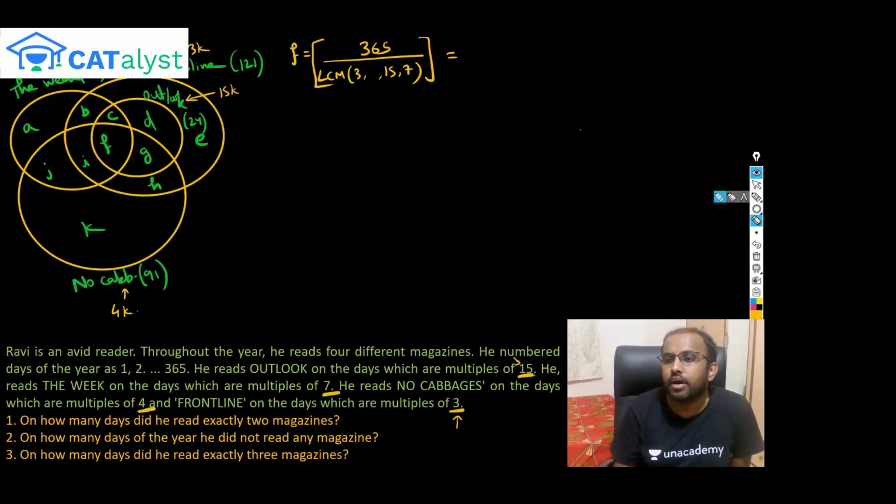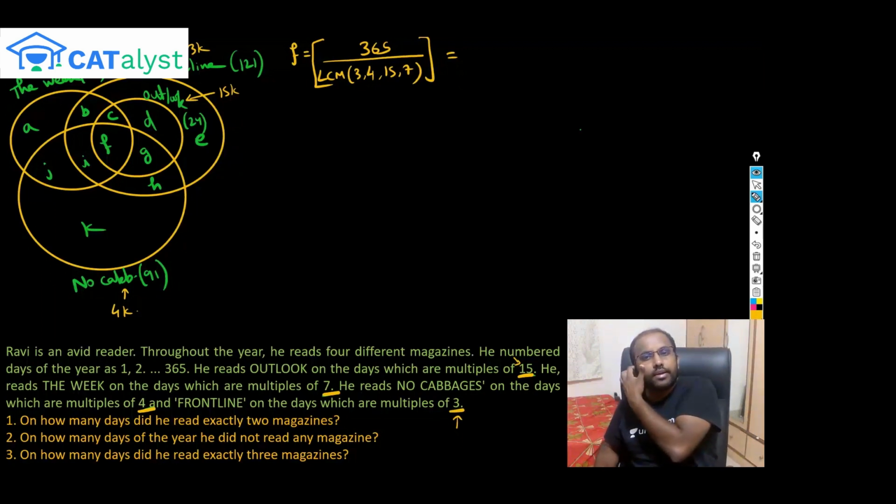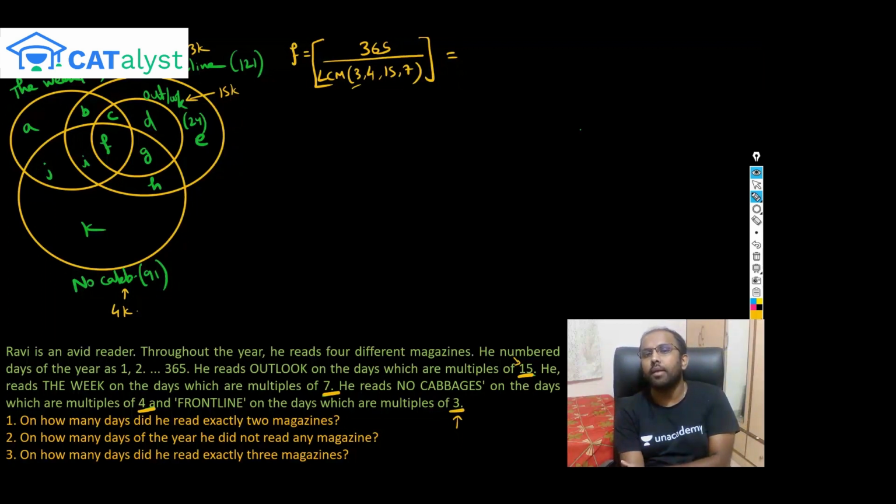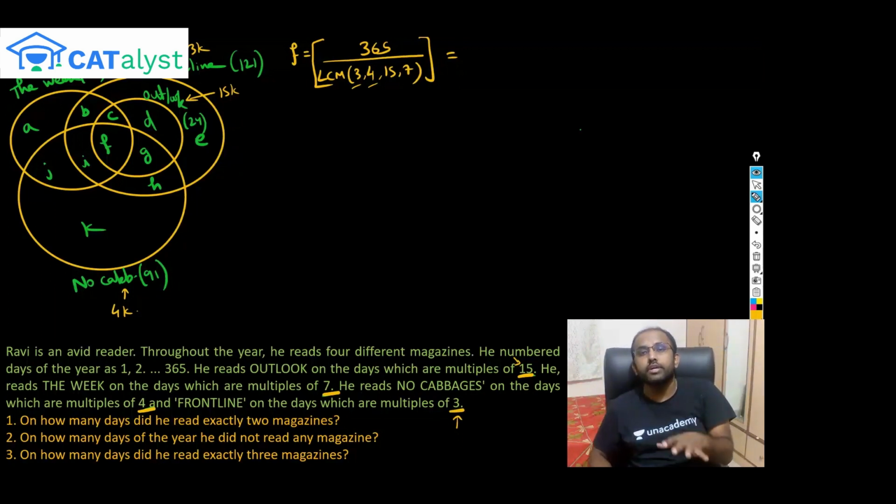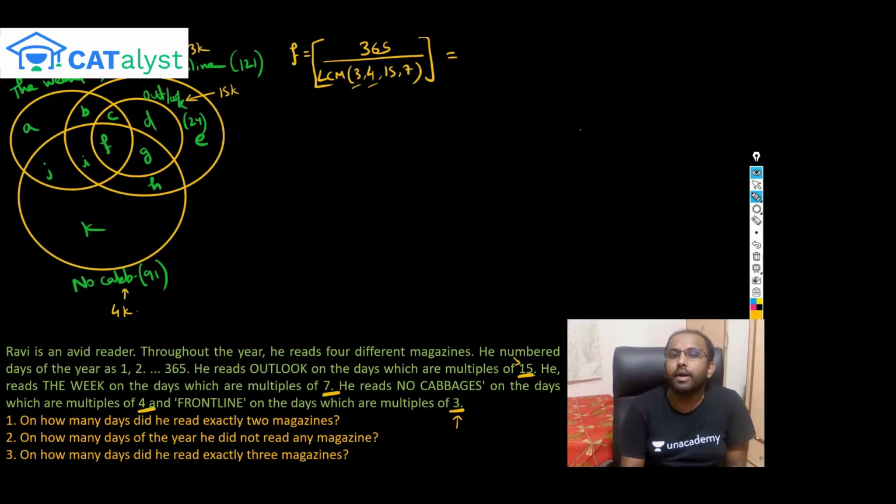So let's take this. If I take 3 and this 4, one magazine is read every 3rd day, one magazine is read every 4th day. Their common will be every 12th day. Then LCM of 12 and 15 will be 60. So common will be there every 60th day, right? And then 60 and 7, it's 420. So if I combine all the magazines, I'll get it on the 420th day.